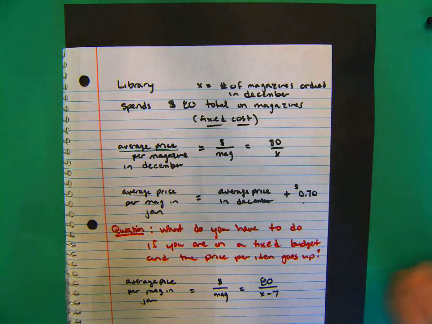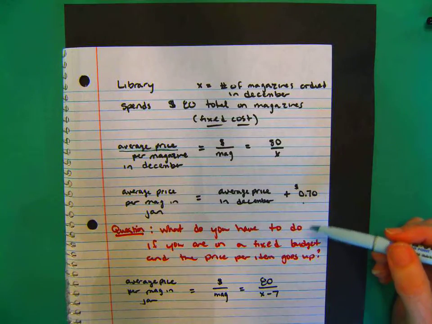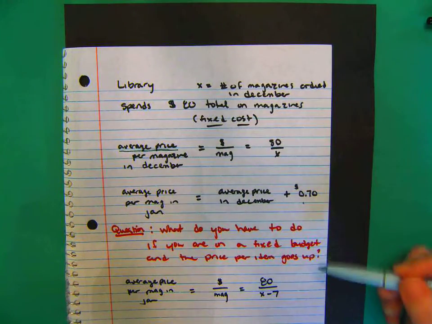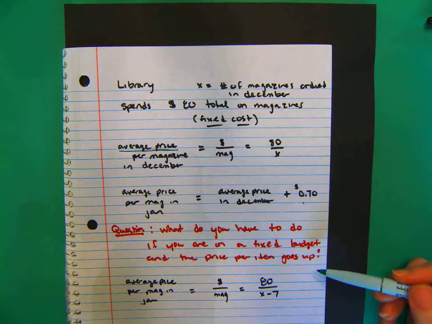Less items. What a thing I would love my students to know. And so they're going to buy less items. As a matter of fact, in the problem it says they have to buy 7 less magazines. So they may or may not have ever lived on a fixed budget, and so they might need you to help them think through those thoughts.